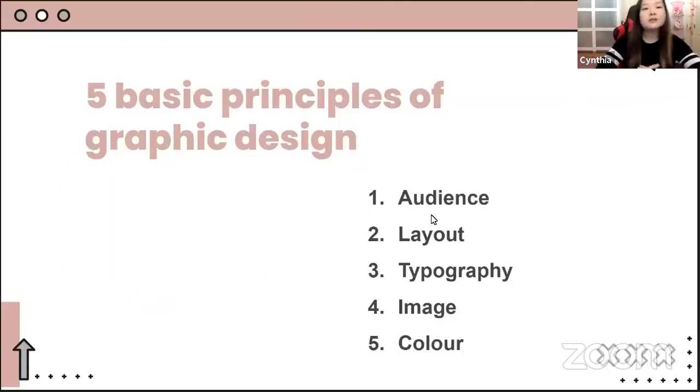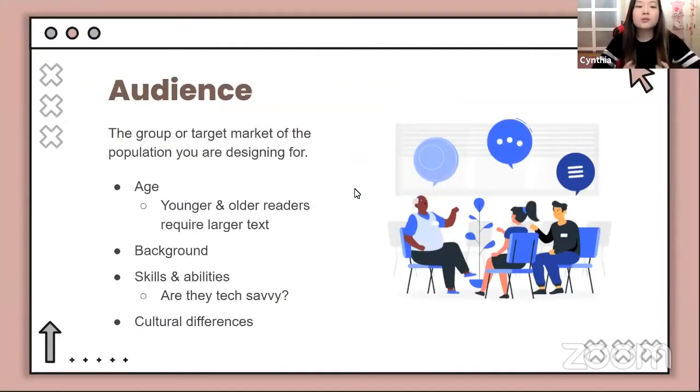So there are 5 basic principles of graphic design: audience, layout, typography, image, and color. First off, you want to determine the audience, which is the group or target market of the population you're designing for. There are factors that go into that, such as age. If you have younger or older readers, for example, they might require larger text. You want to think about their background: is their profession going to be a factor? What are their skills and abilities? Are they tech savvy? You also want to consider their cultural differences.